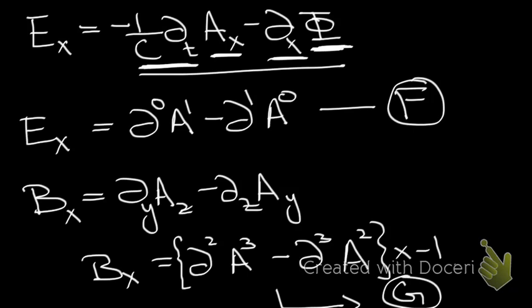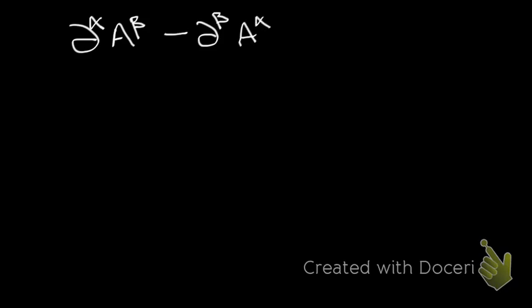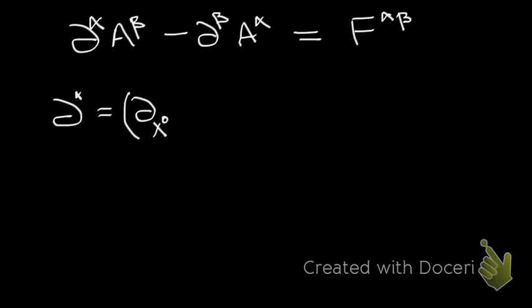And we can obviously do that, because if you look at equations F and G, they're actually a single equation with different components of the 4-gradient and the 4-vector. Writing them in a single equation gives me partial alpha A beta minus partial beta A alpha, and I'm going to call this expression F alpha beta, with my partial alpha being the partial x derivative, the zeroth component of x, and the negative gradient.